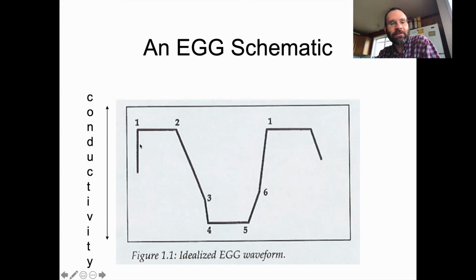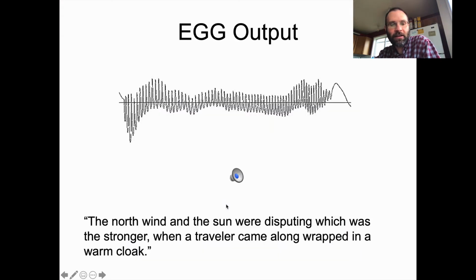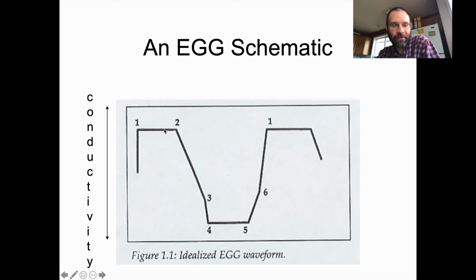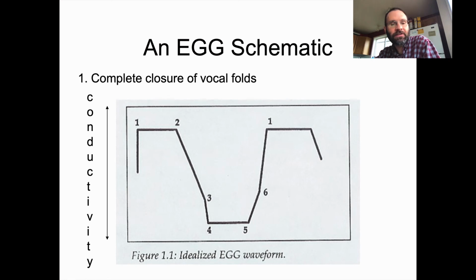Here's another idealization of what these things are supposed to look like. In this actual readout, the waves are going to be pointy at the tops and the bottoms. In this idealization, they're flat, so just keep that in mind. It doesn't normally look like this, but this helps you understand it. So greater conductivity is plotted on the higher levels of this graph, and lower conductivity, or more openness of the vocal folds, is down at the bottom. At the beginning of this cycle, we have complete closure of the vocal folds.